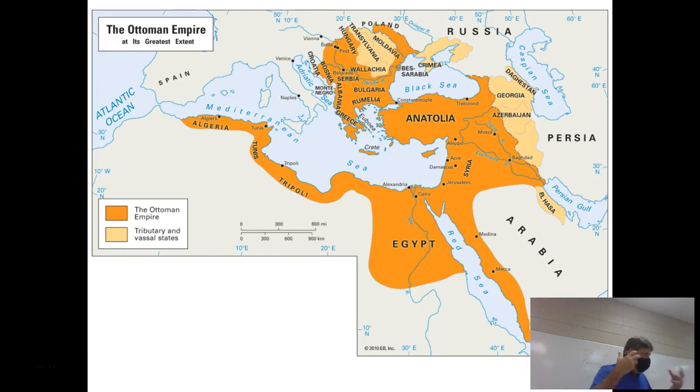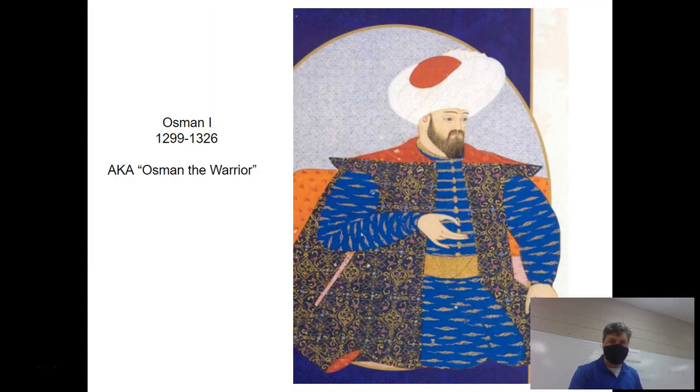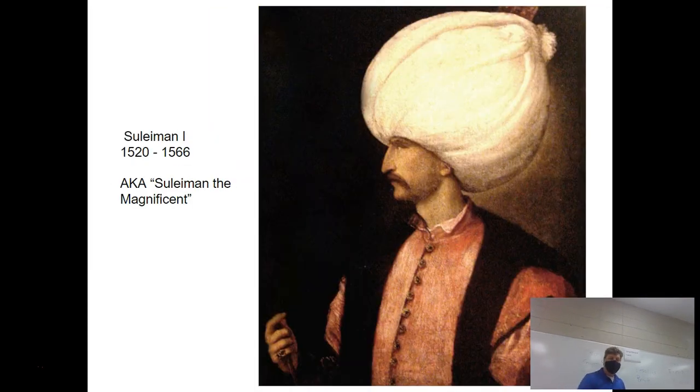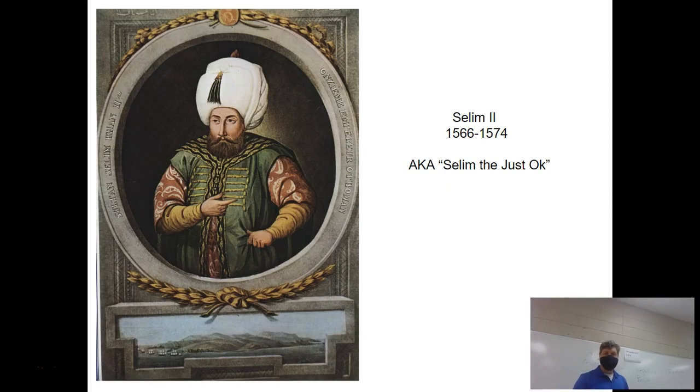And so that level of leadership is just not going to work well when you're dealing with an empire of this kind of complexity. We have some other sultans, and they all have names. We have Osman the Warrior, Suleiman the Magnificent. Then, of course, we have Selim the Just.